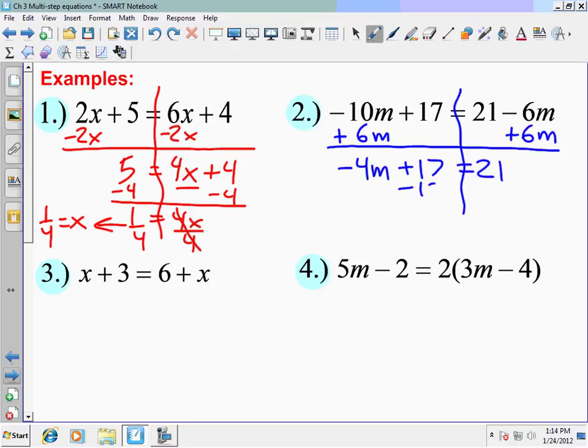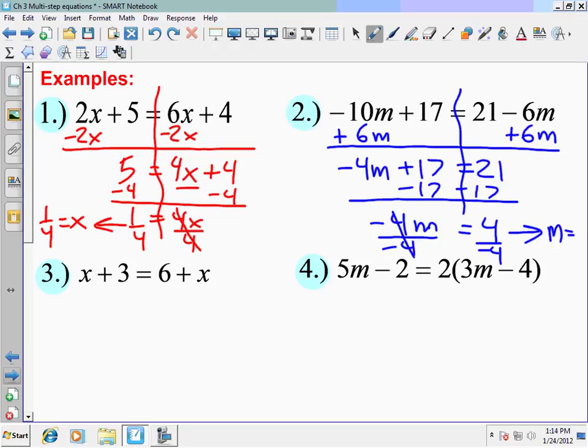Next step, move the 17 to the other side. Okay, so minus 17 on both sides. So we're going to have 4. And we have negative 4m is equal to 4. Last step, divide by negative 4. Bring that negative with it. And let's write the answer over here. The negatives cancel, and m is equal to, look at that, positive divided by negative is negative 1. Okay, so that's how we're looking at those problems.